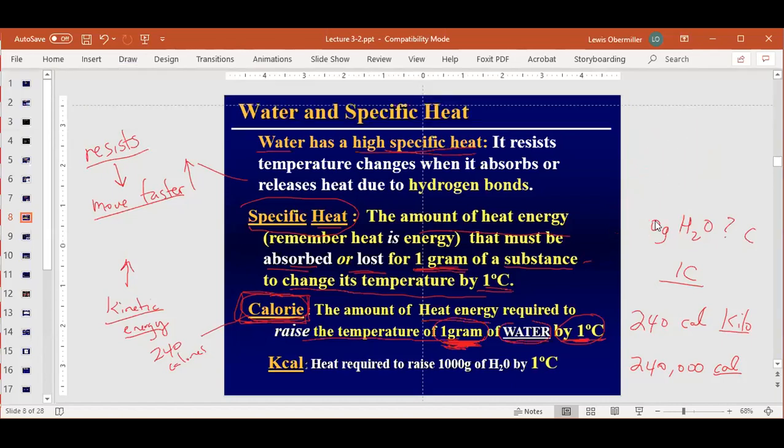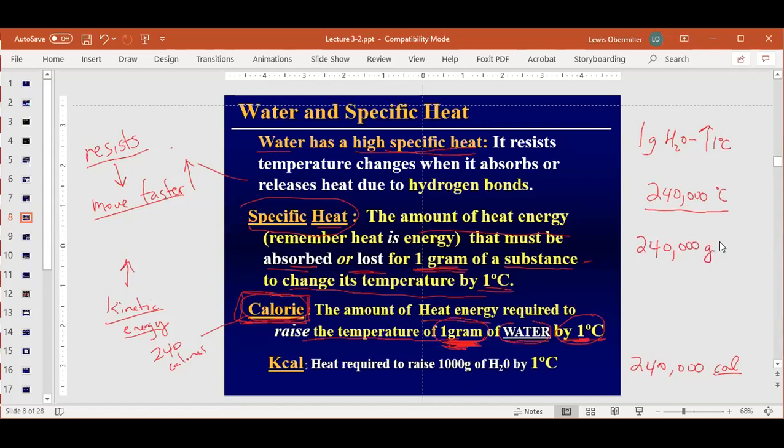So if we look at the real value of a Snickers bar, and I ask you on the test, if I burned up a Snickers bar according to actual calories, so I took 1 gram of water and burned up a Snickers bar, and we started at 1 degree Celsius, what will we end up as? 240,000. That's right, 240,000 degrees Celsius, which means we can also raise the temperature of 240,000 grams of water. How much by burning up a Snickers bar? One degree Celsius.